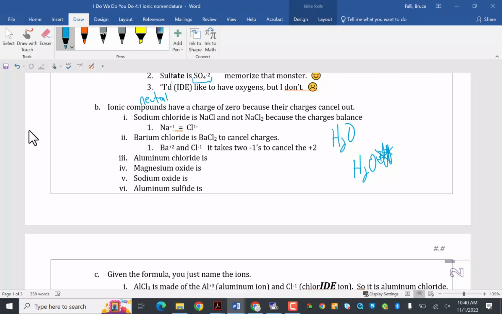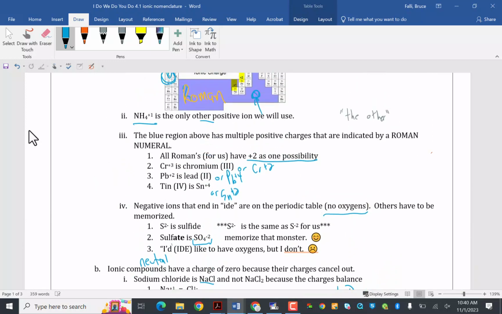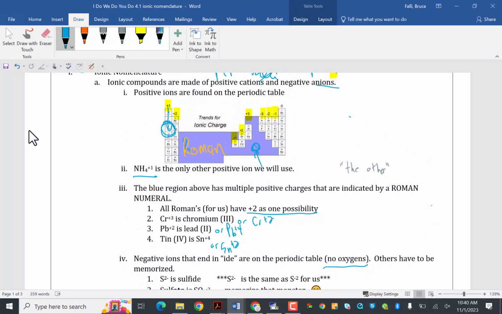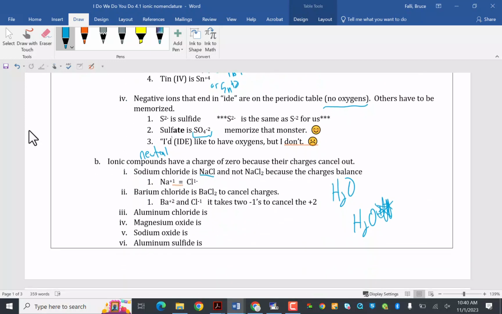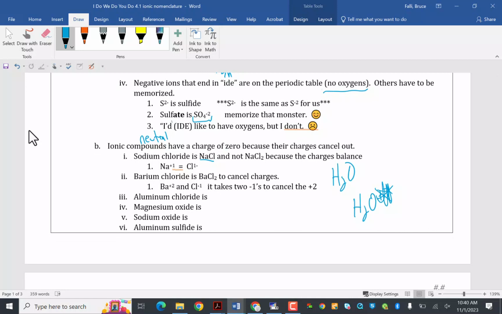Sodium chloride is salt. We know that. And it's NaCl because Na is +1. Why is it +1? Na is +1 because it's right here. And chlorine is -1, so it's right here. So those charges cancel out, right? +1 equals -1, so it's just NaCl. But when I look at barium chloride, barium's +2. That's not the same. And chloride is -1. I've got to have 2 of these to cancel it out. So I'm looking at BaCl2.